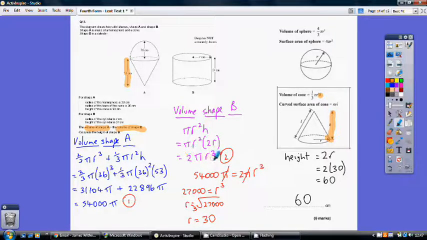So 2 pi r cubed equals 54,000 pi. Now the pi's cancel, and then if we divide through by 2, we get 27,000 equaling r cubed. Cube root this, we get r being 30. Now just be careful you answer the question. The question asks us to calculate the height of shape B, which is 2 lots of r, so 2 lots of 30 being 60.